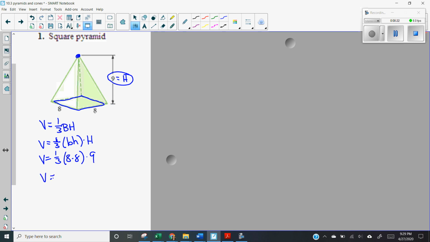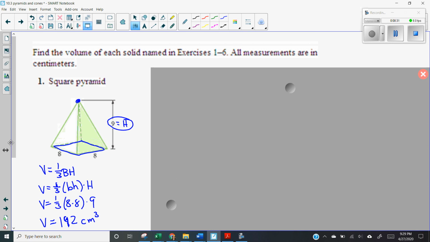This one should actually be exactly 192 cubic centimeters. Did it say at the top? All measurements are in centimeters. It's nice to have a unit there. Okay.